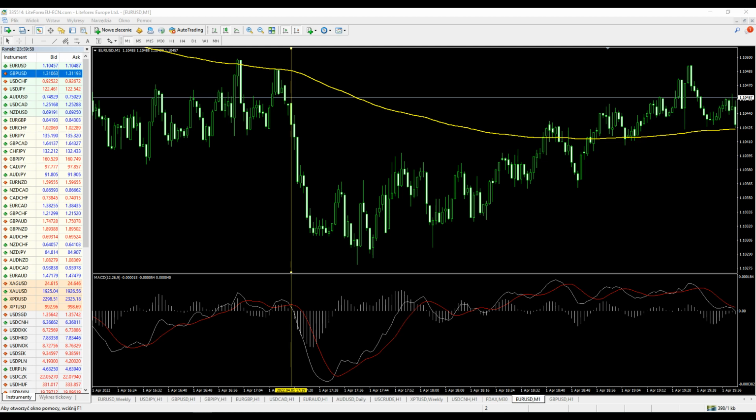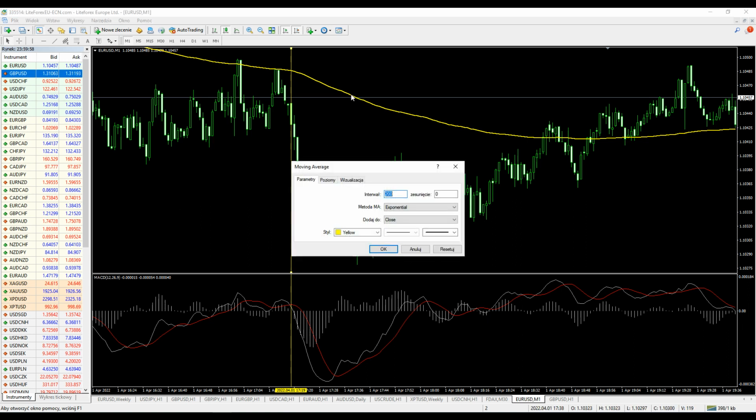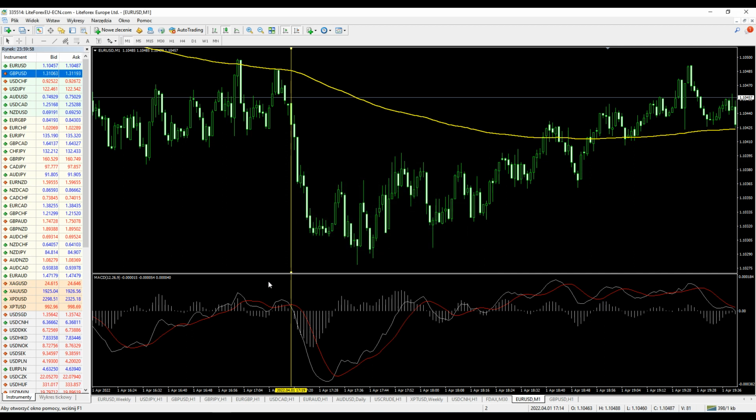Anyway, what we are going to need, we are going to need the 200 moving average, exponential moving average 200, right? And then MACD, where the setup is 12, 26, and 9. So again, 200 EMA, all right, and MACD 12, 26, 9.